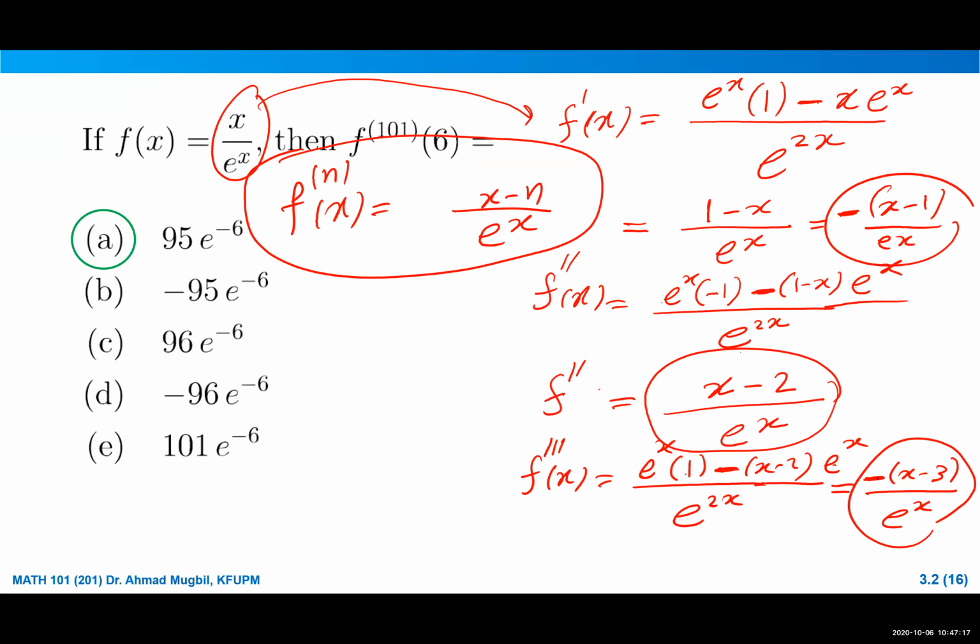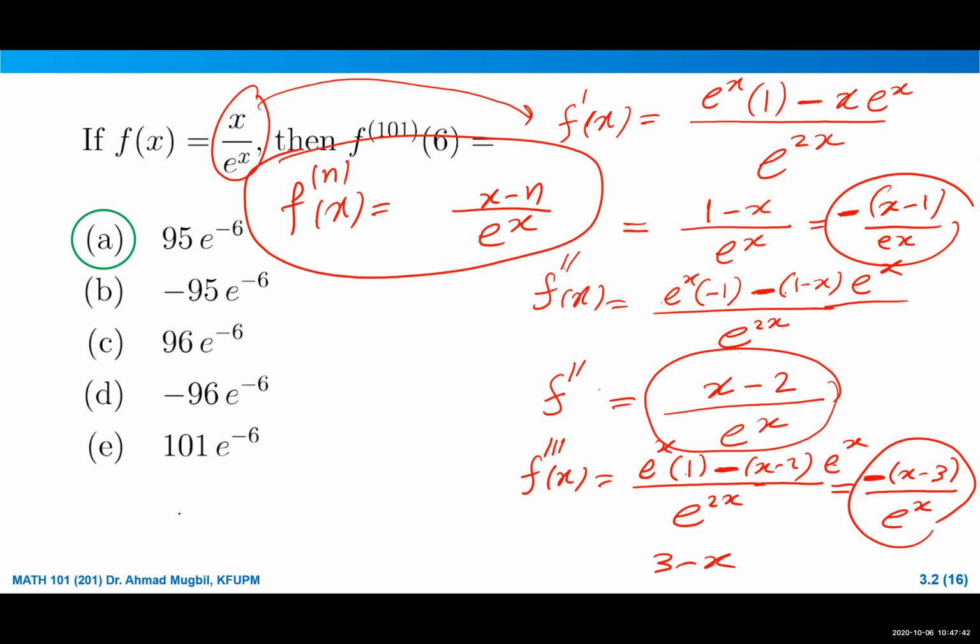Now, what about this? What is the story of this negative? We have a negative here, because here it was 1 minus x. Here it is x minus 2. Here it is 3 minus x. So it is alternating, one time positive, one time negative. Notice that when the order of the derivative is 1, it is negative. When it is 2, it is positive. When it is 3, it is negative. So this means it is about even and odd.